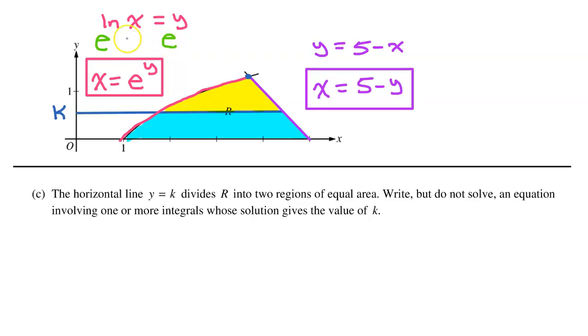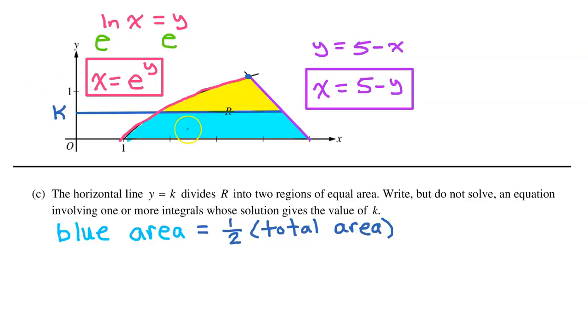e on both sides. The e and the natural log cancel out, so I end up with x equals e to the y. On the linear side, I can just add x to both sides and subtract y from both sides, and I get x equals 5 minus y. So these are the two expressions I can use in my integral.